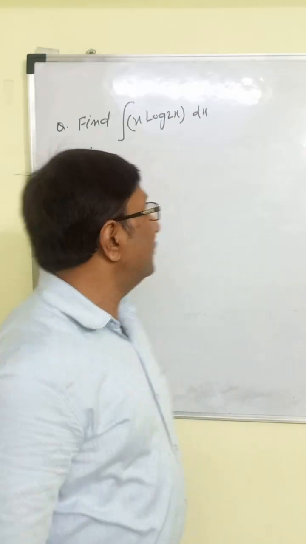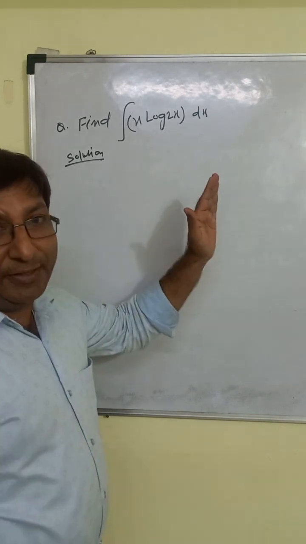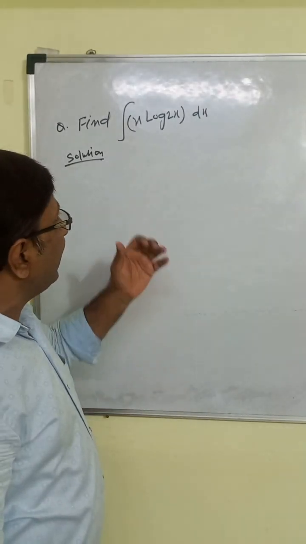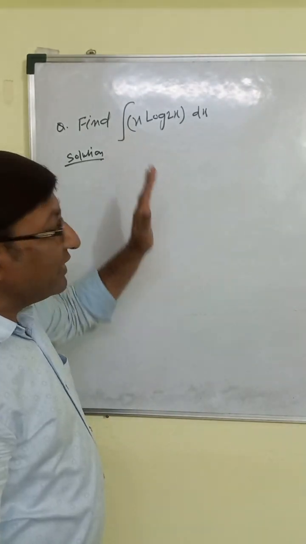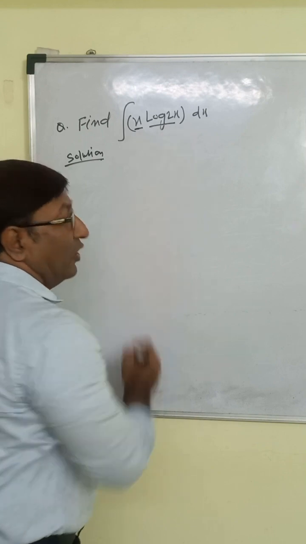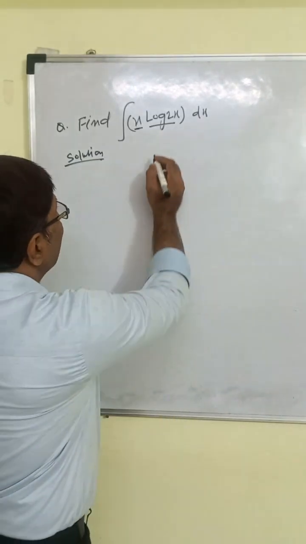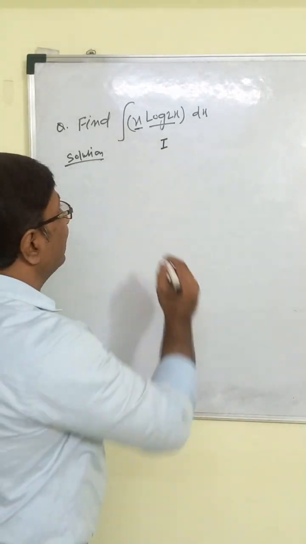Let us see the question. Find the integration of x log 2x. So for this type of question, we can use integration by parts, because here the function is given as a product. So the first function is x and the second is what? Log 2x. So we know well, this is the tricky format for choosing the first function and second function.